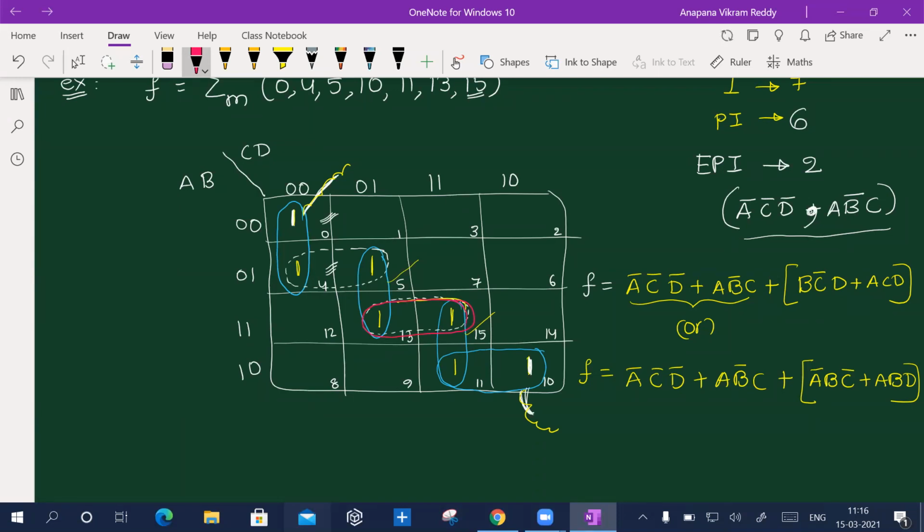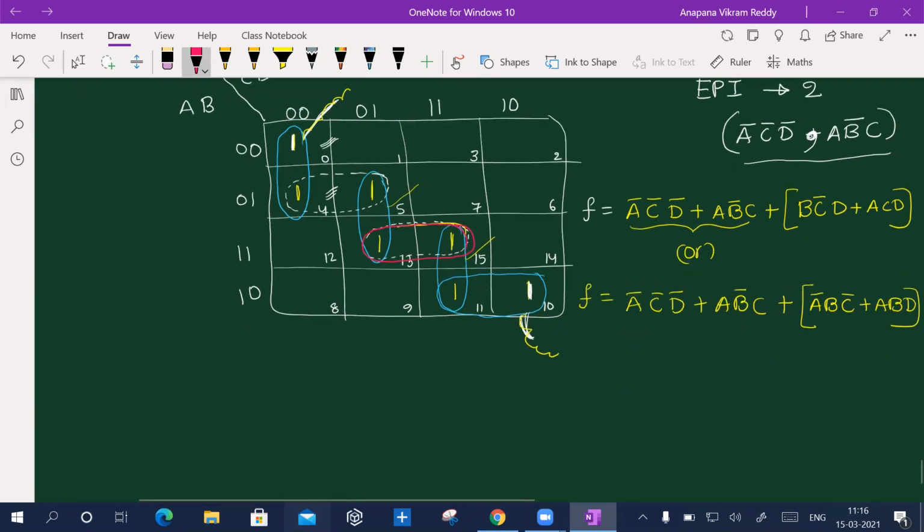You have to cover all ones here. Including EPIs, you have to cover the remaining ones also. So there are various ways I can take so that I can cover all ones. You can work it out, there is no big deal in this. You scrutinize this, you can do it. Otherwise, I can write A complement C complement D complement, or AB complement C.